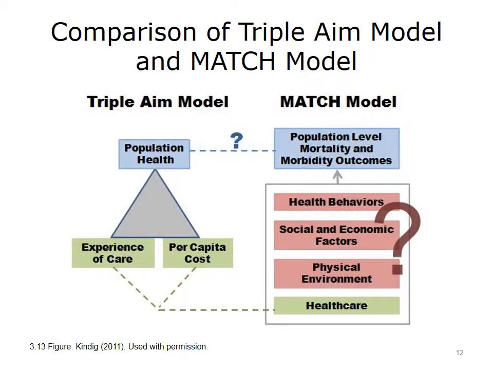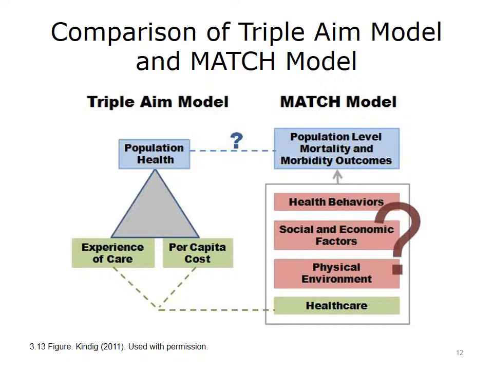The triple aim model can be compared to a more comprehensive model called the MATCH model. To achieve our broad population health goals, we need to understand and intervene across multiple determinants: health behaviors, social and economic factors, physical environment, and healthcare. However, this requirement for intervention across multiple sectors is not seen as clearly in the triple aim model as it is in the MATCH model.